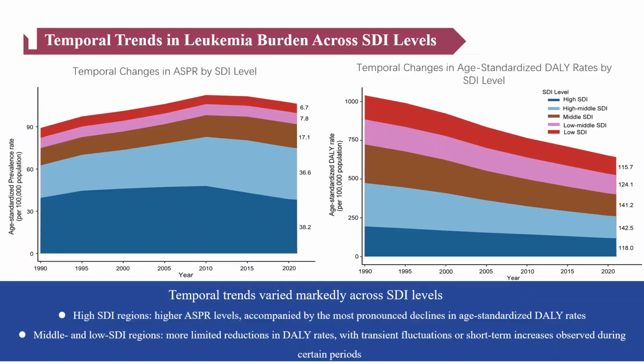Marked differences in temporal trends were observed across SDI levels. High SDI regions exhibited higher age-standardized prevalence rates and the most pronounced declines in age-standardized DALY rates, whereas middle and low SDI regions showed more limited reductions.